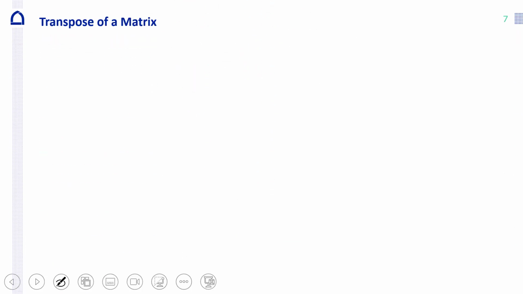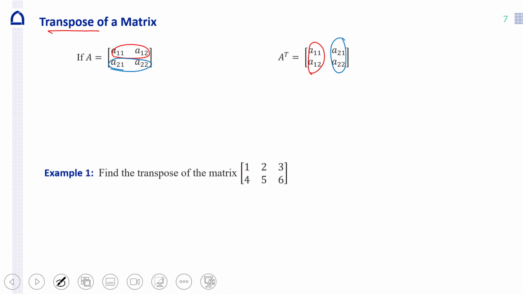Now, what does transpose mean? It comes from trans, which means you are going to change something from one place to another. If you have A equal to this one, I take the first row to be my first column, and my second row to be my second column. This is how to get the transpose of a matrix.